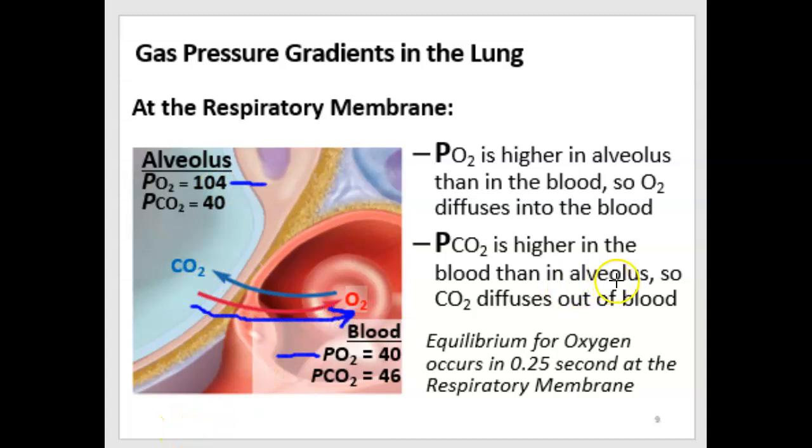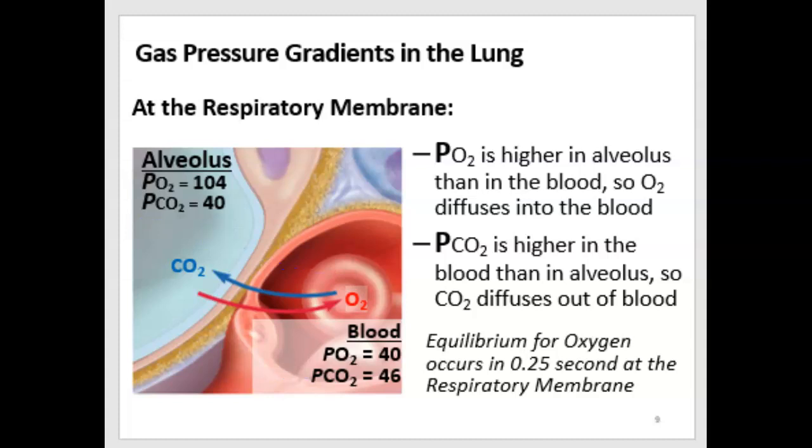Now let's look at CO2 instead. The partial pressure of CO2 is higher in the blood. It's at 46. Than it is in the alveolus, where it's 40. So CO2 will move into the alveolus or unload from the blood.